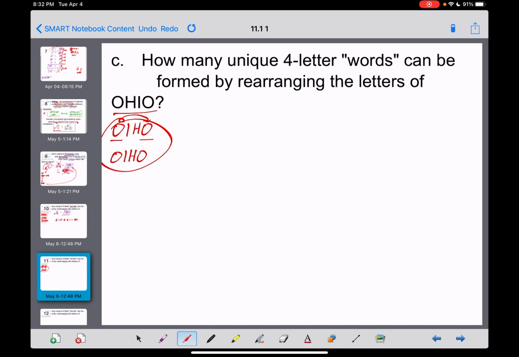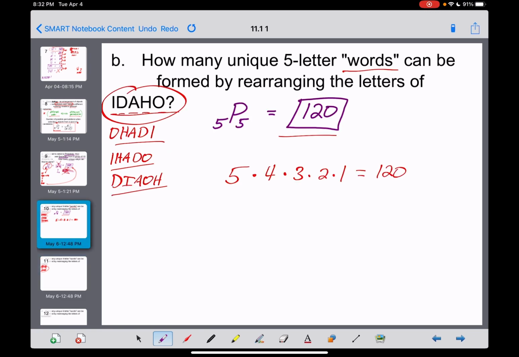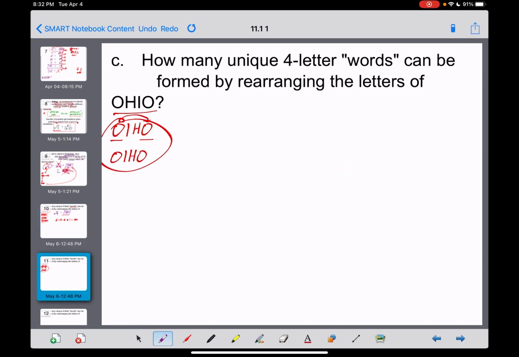The reason that this Ohio problem is a little bit more interesting than the Idaho problem we had just a second ago is that in Idaho, all 5 letters were unique. There was no repetition among them. But with Ohio, we've got the same letter being used twice. So I'm going to show you guys the fast way to do this one.